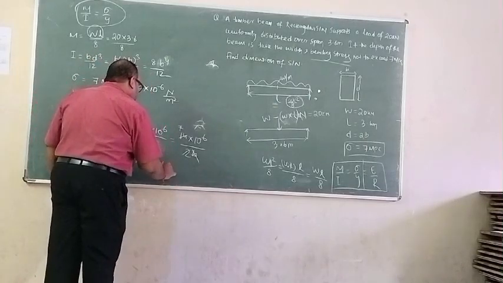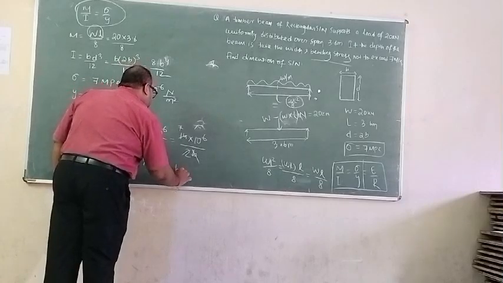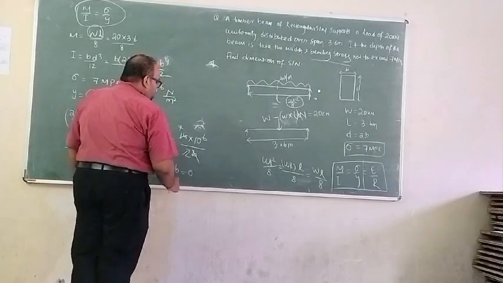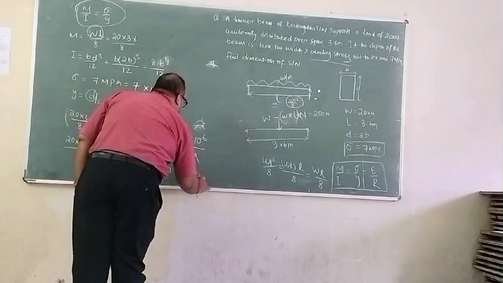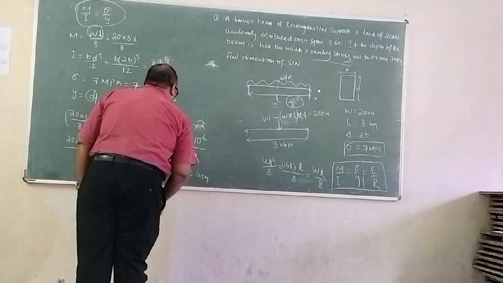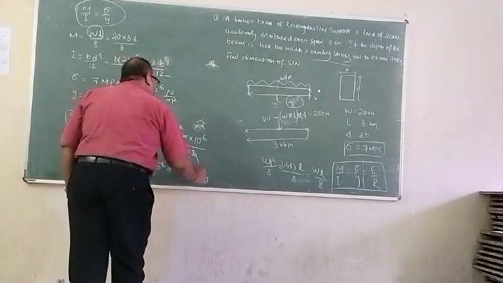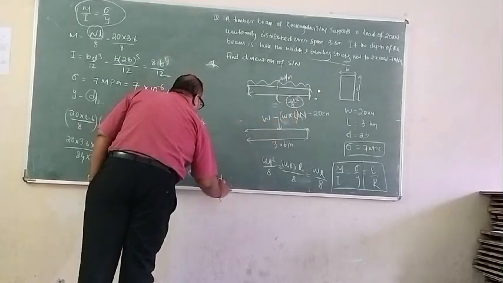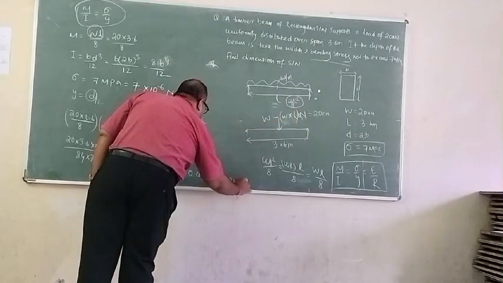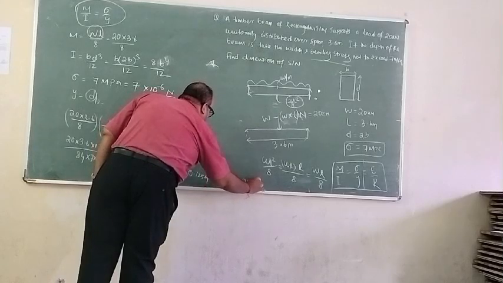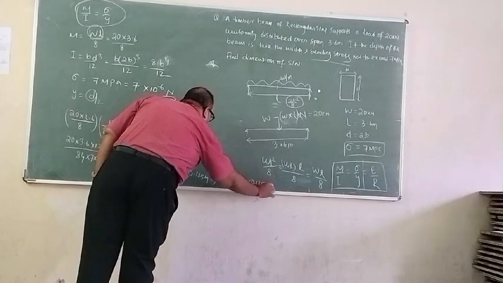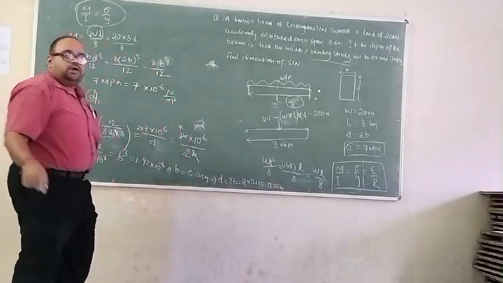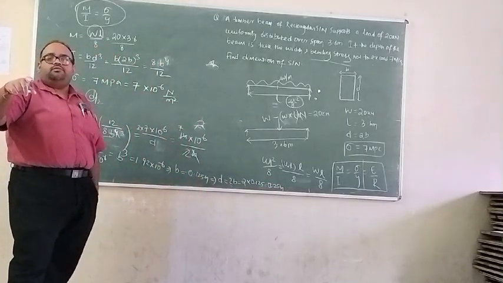So upon solving, we will find B equals 0.125 meters, and D can be found out from this equation. D equals 2B, so 2 multiplied by 0.125 equals 0.25 meters. Okay. Next video.